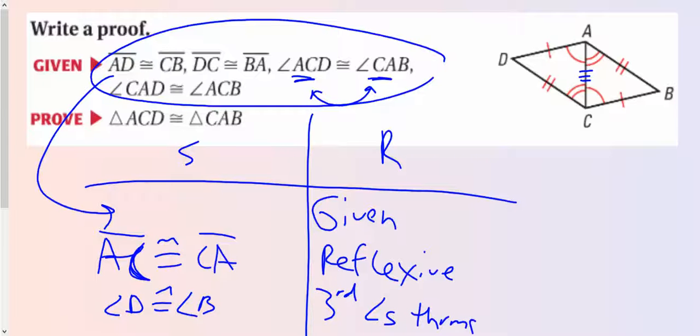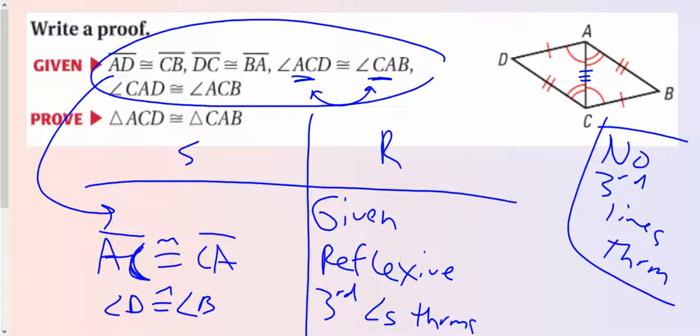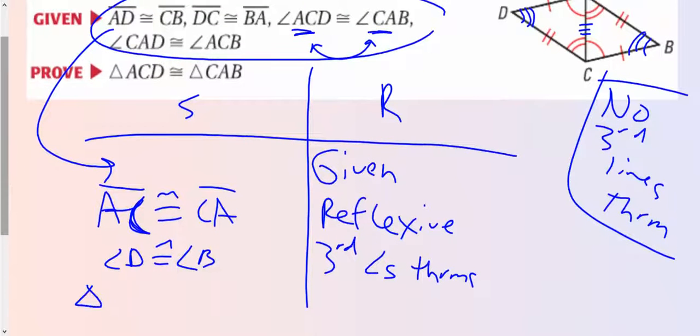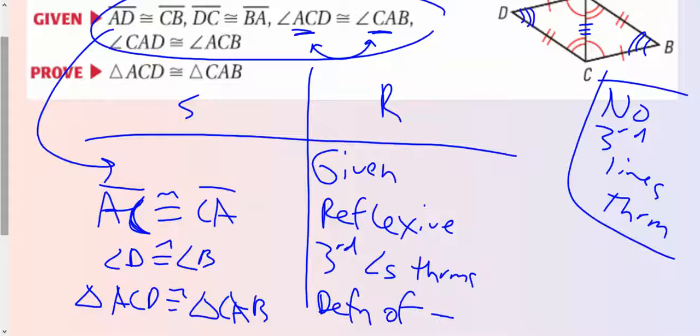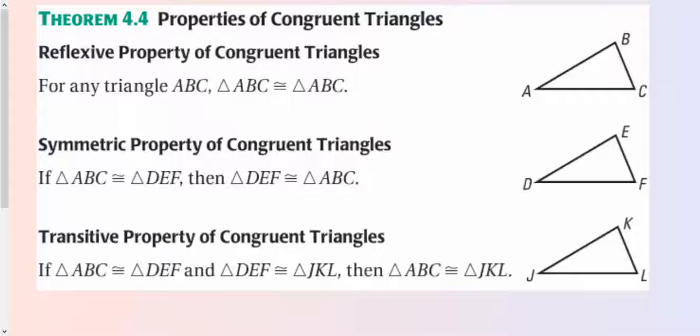Please note there is no third lines theorem. That does not exist. So maybe you want to put that in your notes. All right, I just showed that all three angles are congruent and all three sides are congruent. So the two triangles are congruent. So now what I do is I say triangle ACD is congruent to triangle CAB, and then we say definition of congruent triangles or congruent polygons. Either or is fine for me. And then this same thing we've talked about reflexive, symmetric, transitive a lot this year. Same thing holds for congruent triangles.